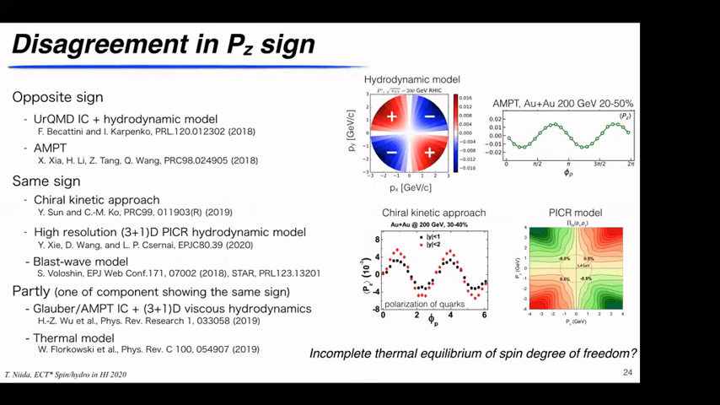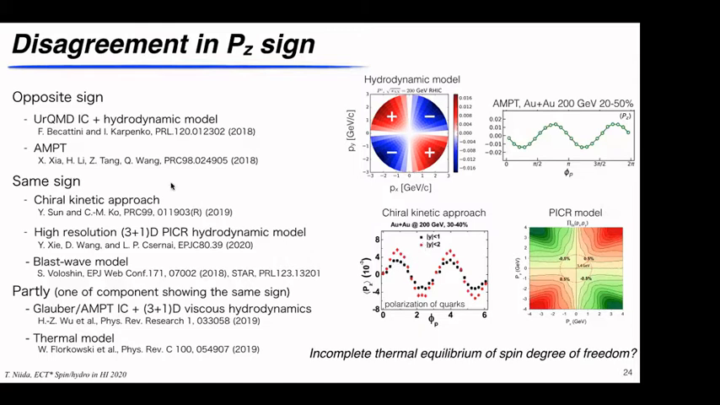For example, the hydro MPT calculation shows the opposite sign in the sine phase, while the chiral kinetic approach or this PICR hydro model predicts the same sign as the data. And there are more detailed studies in this paper showing that there are several contributions to the longitudinal polarization, and there are some competing effects. Depending on the relation among these contributions or components, it could be positive or negative.